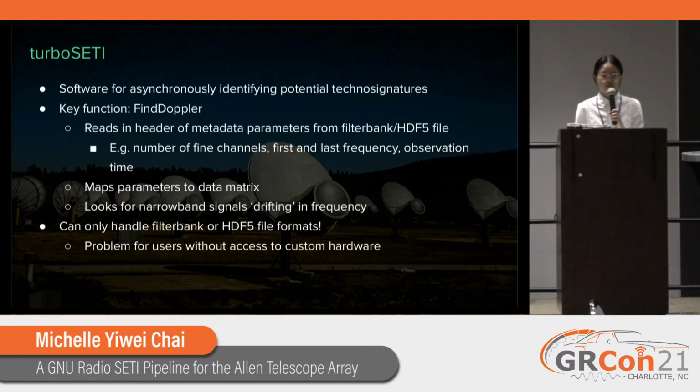What that does is it reads in a header of metadata parameters from the filterbank or HDF5 files, for example the number of fine channels, the first frequency, and the observation time, and it maps these parameters to a data matrix found in the file. And then this is what looks for the technosignatures. The problem with this is that turboSETI can only handle filterbank or HDF5 file formats, which poses a problem for users without access to the custom hardware that they have up at the ATA.